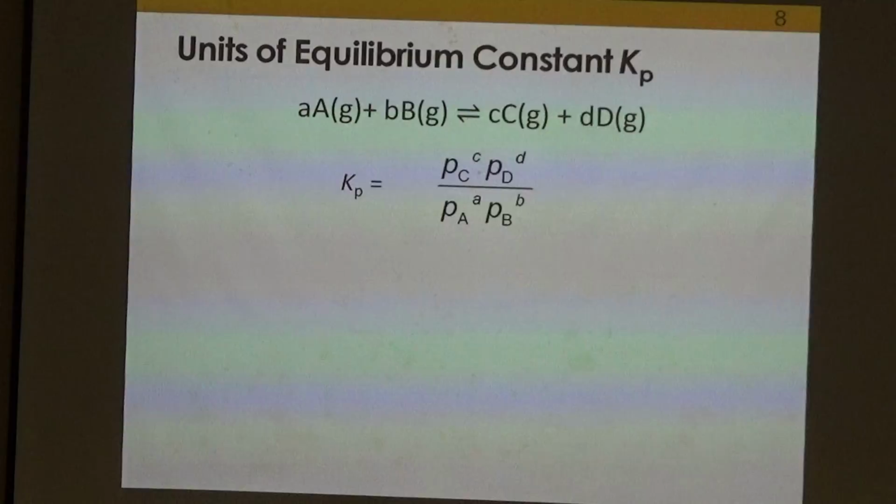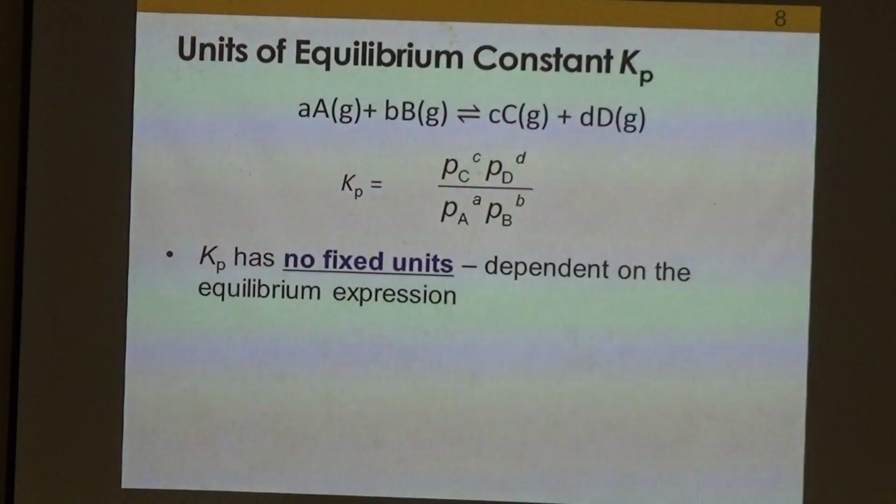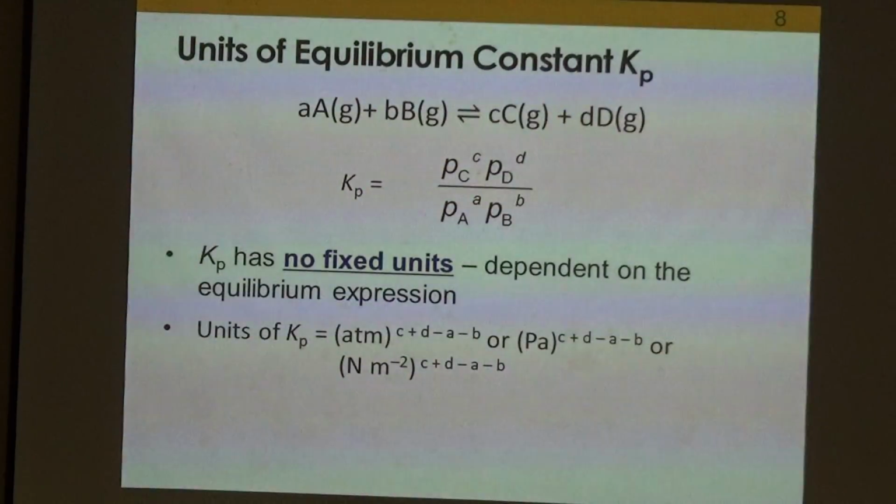Units of Kp are similar to that of Kc. There are no fixed units. It depends on how you write the equilibrium expression. The units usually are expressed in terms of atmosphere, Pascal, or Newton per meter squared. For non-physics students, Pascal and Newton per meter squared are actually the same thing.